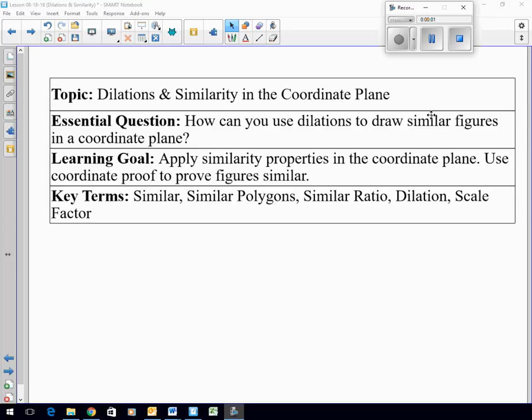To talk about dilations and similarity in the coordinate plane. How can we use dilations to draw similar figures in a coordinate plane? Apply similarity properties in the coordinate plane. Use coordinate proofs to prove figures are similar with some key vocab. How about similar polygons, similarity ratio, dilation, and scale factor. Okay, we're going to be working on all that today.